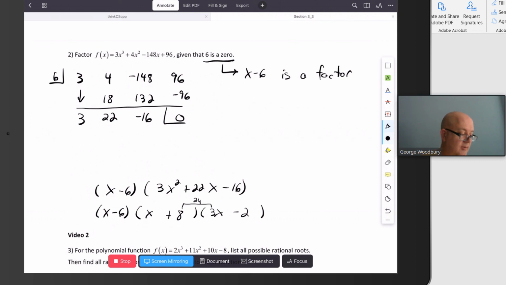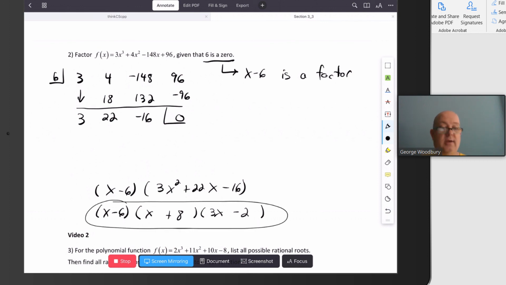We divided by x minus 6 to take that third degree function, which we don't really know how to factor many of those, down to a second degree polynomial, which we have experience with. All right, that's it for this video.